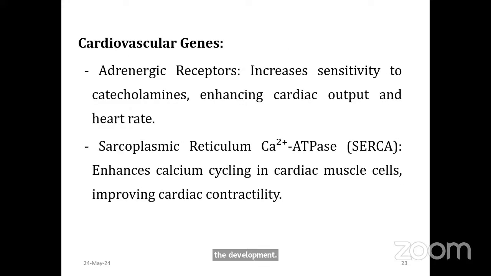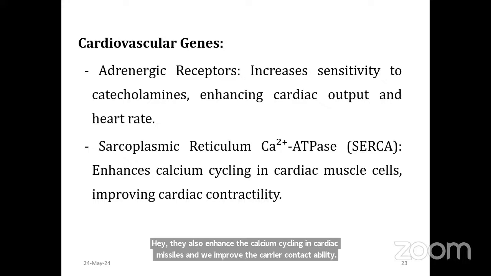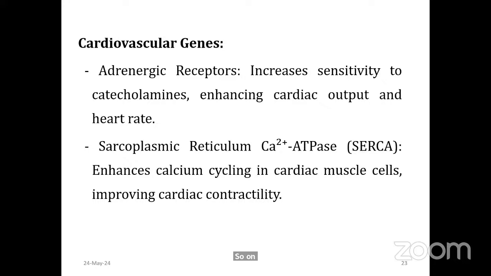Next, when cardiovascular genes are mainly activated, at that time these genes increase sensitivity to catecholamines and enhance the cardiac output and heart rate. They also enhance calcium cycling in cardiac muscle cells and improve cardiac contractility. So on the heart, the main effect of T3 is improving cardiac contractility and enhancing the cardiac output and heart rate with the help of the genes.